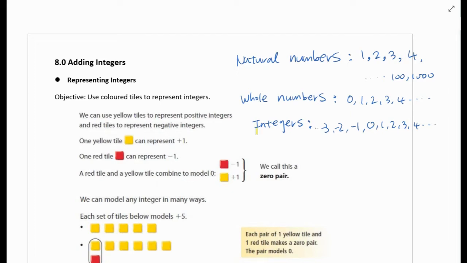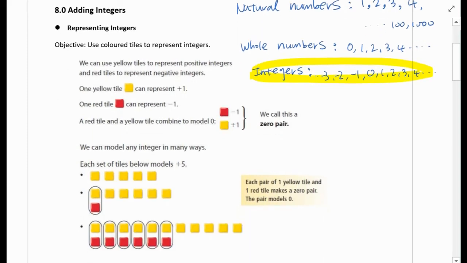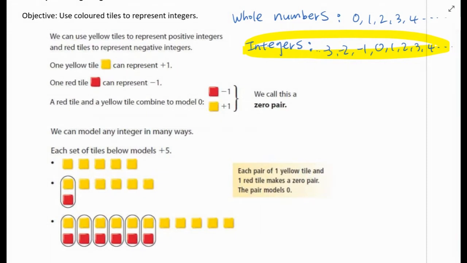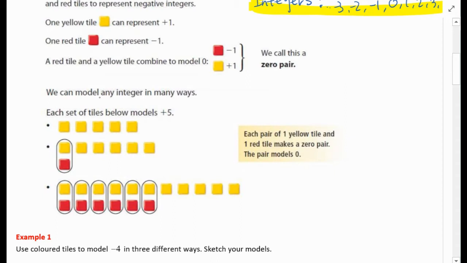So we're going to learn how to add integers today. Okay? So first, we're going to use tiles. Say one yellow tile can represent positive 1 and a red tile can represent negative 1. Okay? So when they are together, it becomes 0 because they cancel out each other. So it's a 0 pair. We call it a 0 pair because it's a 0. Okay.